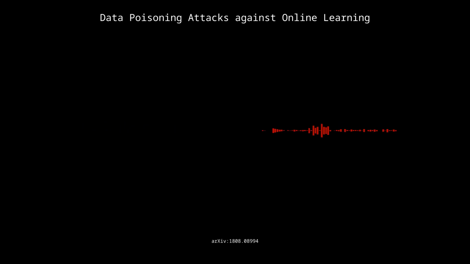Okay, and what do you mean by oblivious baselines? So these were attacks that didn't take into account the sequential nature of the data. Okay. So for example, just randomly flipping labels or using an offline attack method. So those didn't work as well. No, they were much less effective.